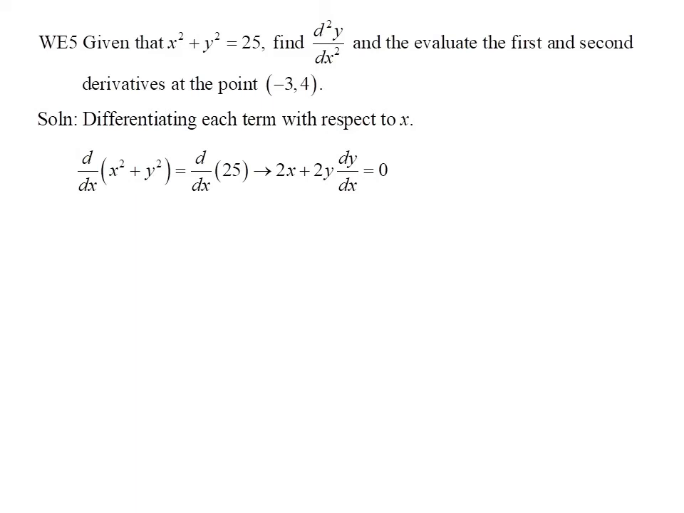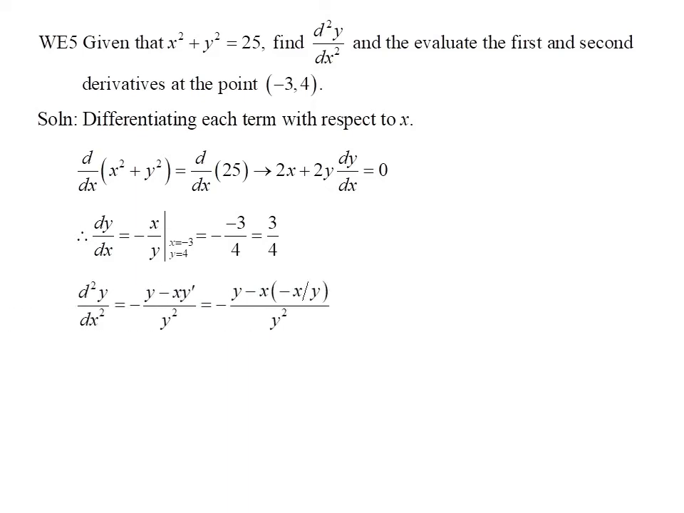So d/dx of x squared plus y squared equals d/dx of 25, which can be written as 2x plus 2y times dy by dx equals 0. Hence, dy by dx equals negative x over y, which equals 3 over 4 at the point x equals -3 and y equals 4.